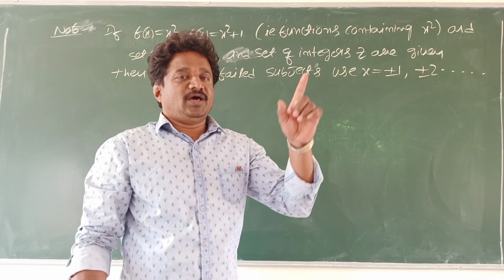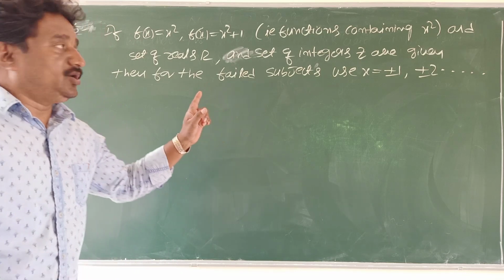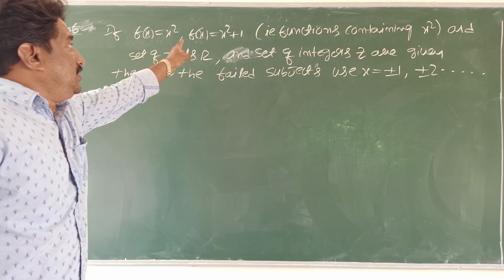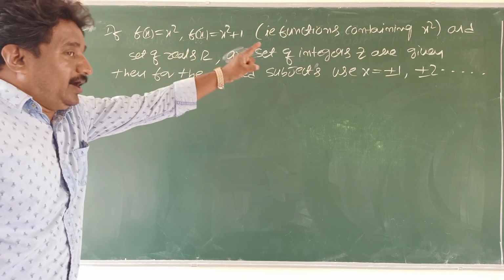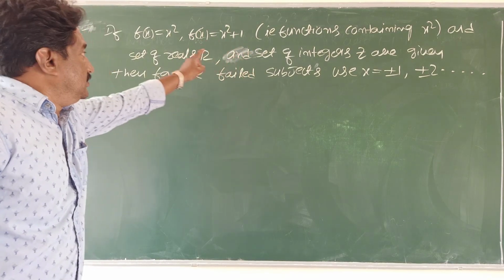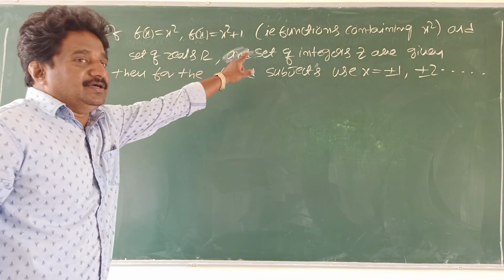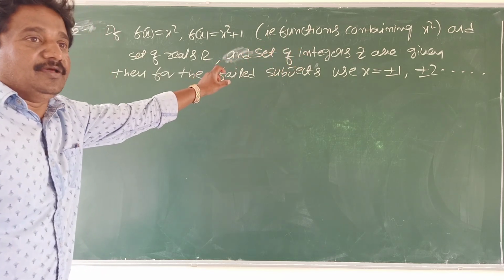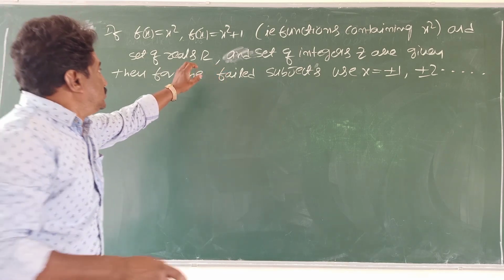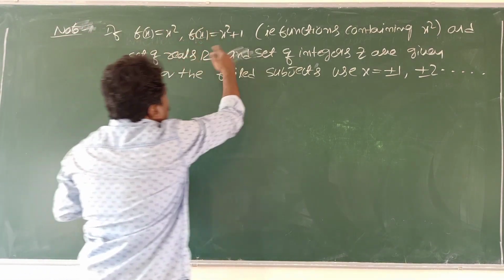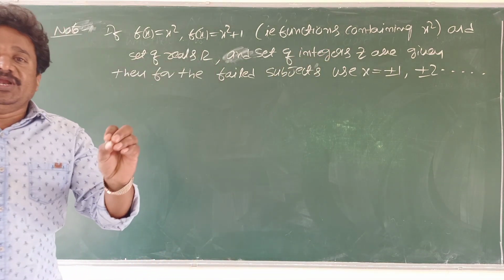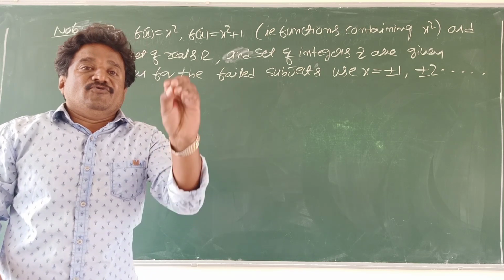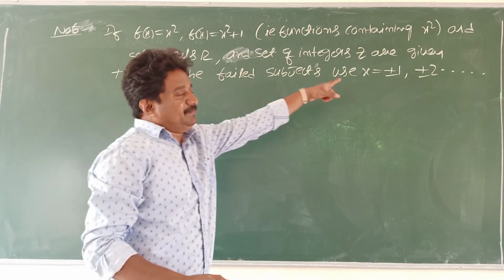I have written a note on the board, students. Look at that note. If f(x) equals x square, or f(x) equals x square plus 1, and in addition to that, the set of reals and the set of integers are given. If your question contains both these two, surely you people will get failed subjects for these numbers.